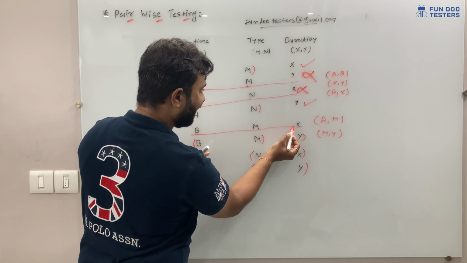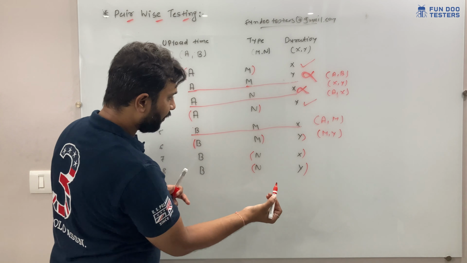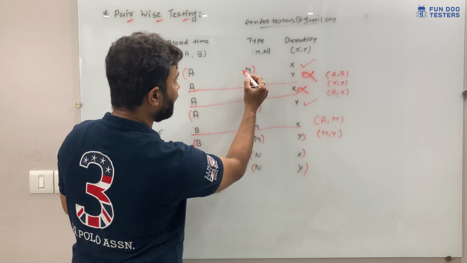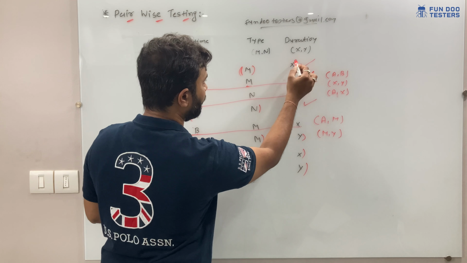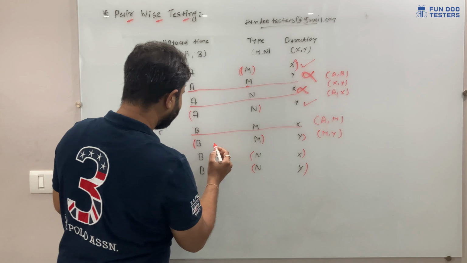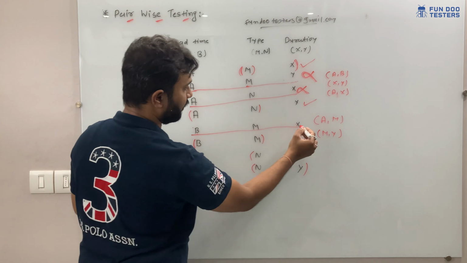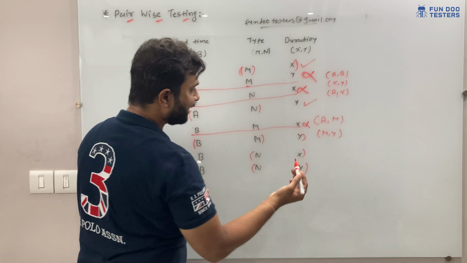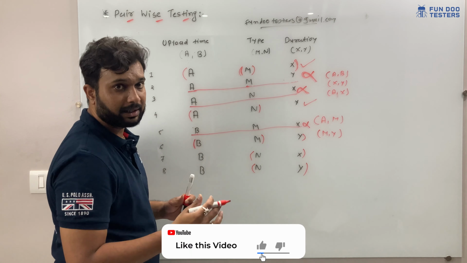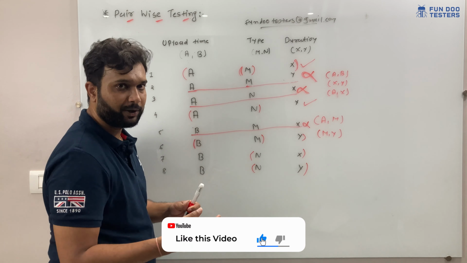Next is M and X. Where we have M and X, we have it at the first one, M and X. So we can discard pair number 5 as well. So these 3 pairs we have discarded. One more pair you can discard. So you can try to understand.